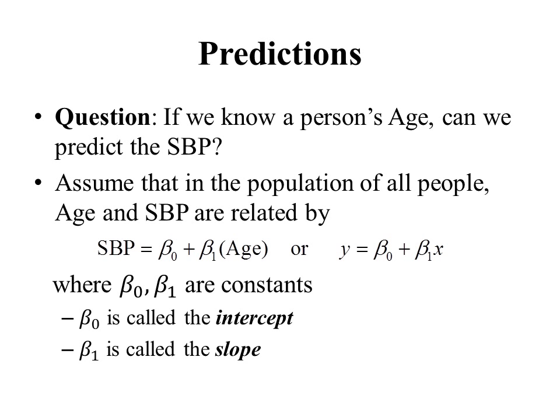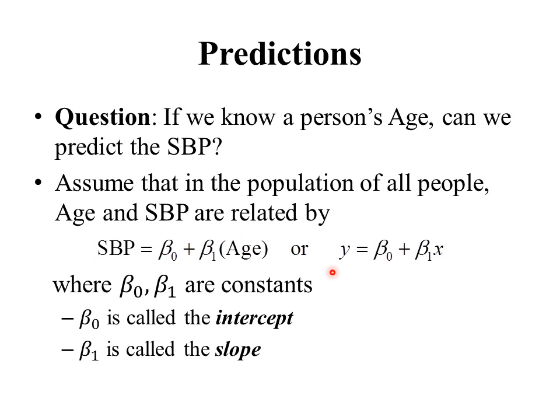And so what we're going to do here is assume that in the population of all people, age and systolic blood pressure are related according to a formula that looks like this. Systolic blood pressure is some constant that we'll call beta naught plus another constant called beta 1 times the age. Or if we use the variable y to denote systolic blood pressure and x to denote age, the formula looks like this. Beta naught is called the intercept and beta 1 is called the slope.